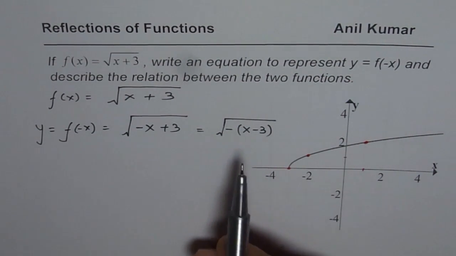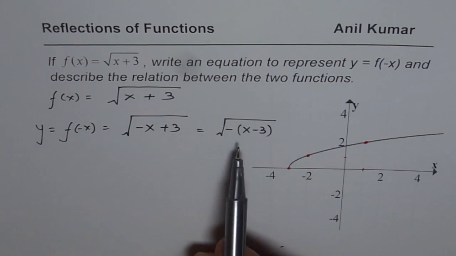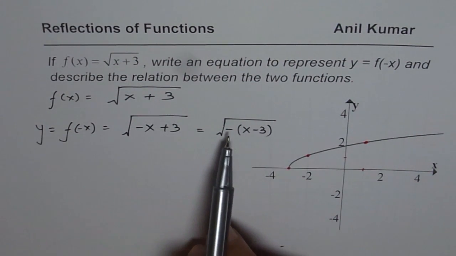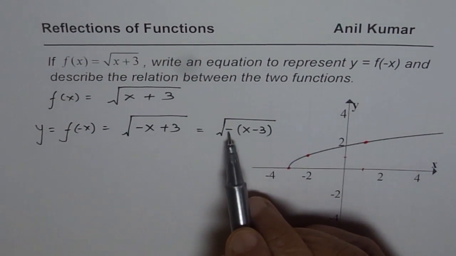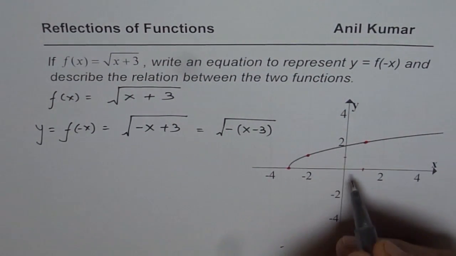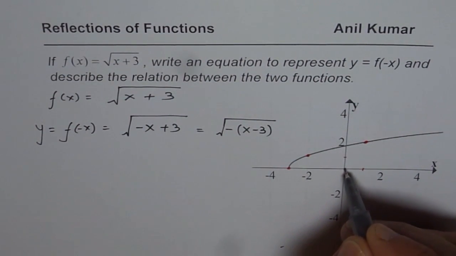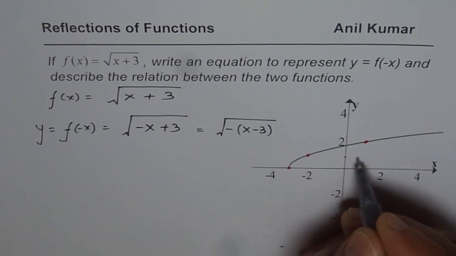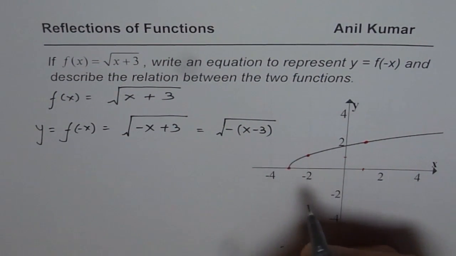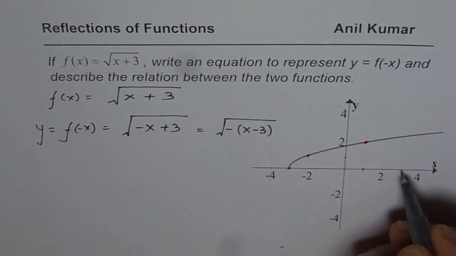Now here, if I have to sketch this particular function, what really happens? Let me describe this transformation. If we have square root x, then minus means it is reflected. So instead of going towards quadrant 1, it will actually go from here to that side, and then minus 3 means moving it 3 units to the right.